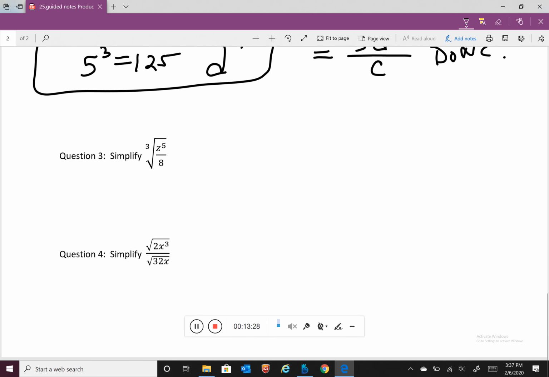You have 2 questions. Question 3, simplify the cubed root of z to the 5th divided by 8. Simplify the square root of 2 times x cubed divided by the square root of 32 times x.